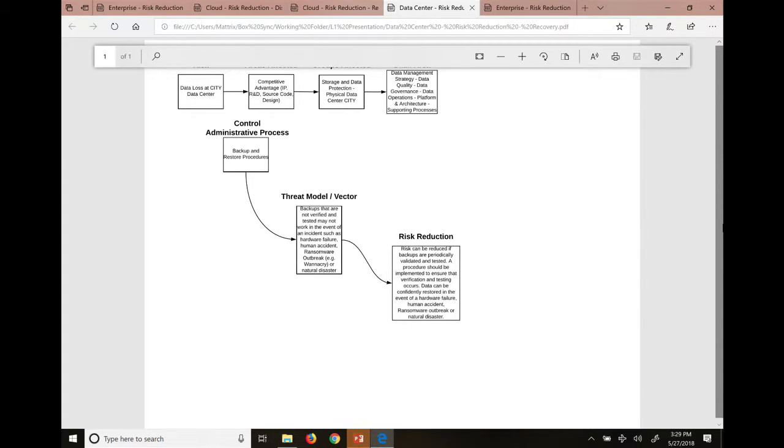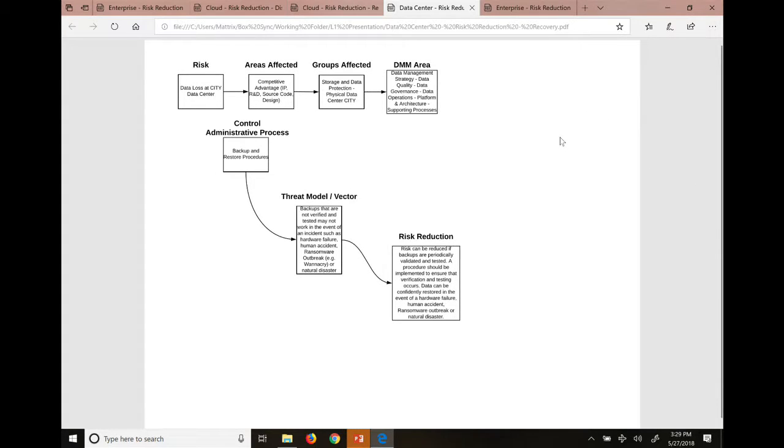So I actually drew these diagrams out because essentially they didn't understand it. The first one that I did in this tabletop exercise was, what is your actual risk? What are the areas affected? What are the groups affected? What controls can I actually put into place?